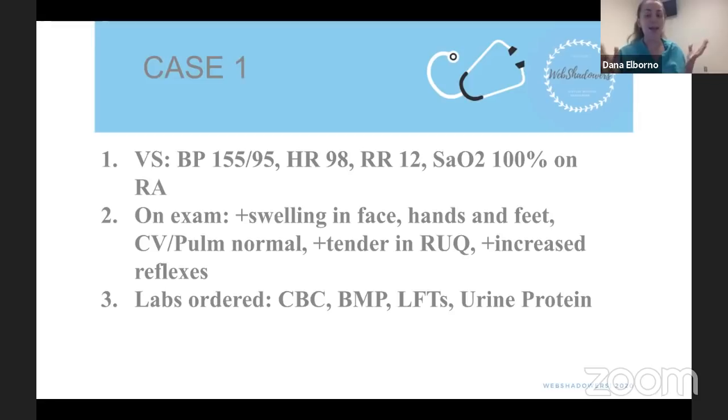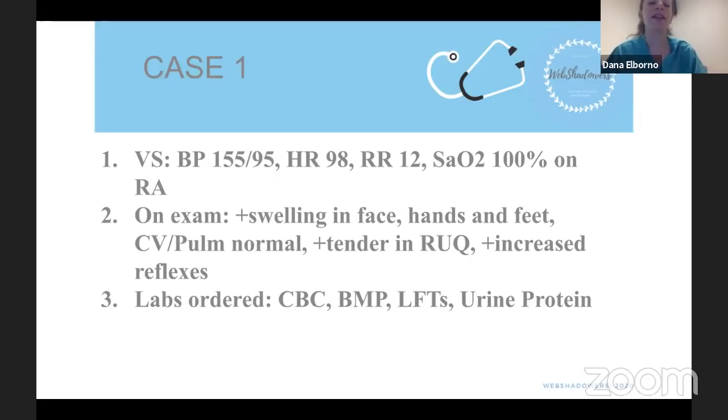On physical exam, moving from head to toe, we notice that she does have significant swelling in her face and her hands and her feet. We do a heart exam and we don't find any abnormalities. We do a lung exam. Her lungs are clear to auscultation bilaterally. We palpate her abdomen and we do find that she's tender in her right upper quadrant. And on a lower extremity exam, we find that her reflexes are hyperreflexic.